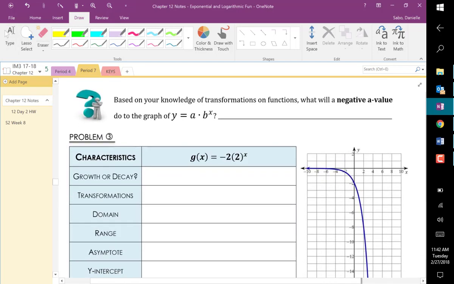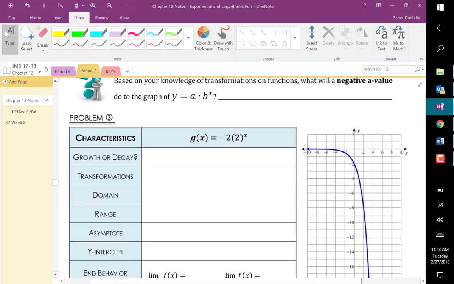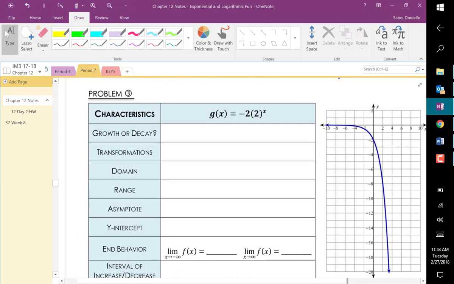All right. So based on your knowledge of transformations, what will a negative in front do? We talked about it earlier. What'd you say? It would decay if it was in the exponent, but it would reflect in terms of transformations. So reflect over the x-axis. Okay? Now what's nice about these is that the graph is done for us. Like, you should be excited when the graph's done for you because you have to really do nothing besides look at it and analyze it.